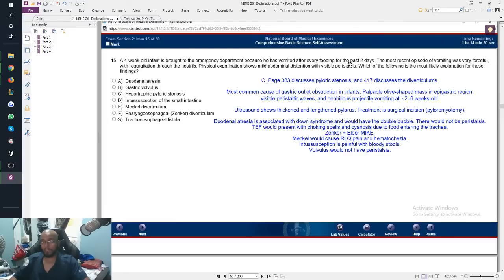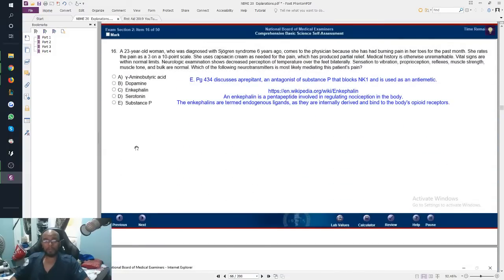Right? The only reason it didn't occur earlier was because maybe most of the feedings were purely liquid. And oftentimes this muscular, where is it? The palpable olive-shaped mass, as the baby gets bigger, the mass actually becomes more muscular, so the obstruction becomes stronger. So it doesn't have to happen within the first 2 weeks, but it can.